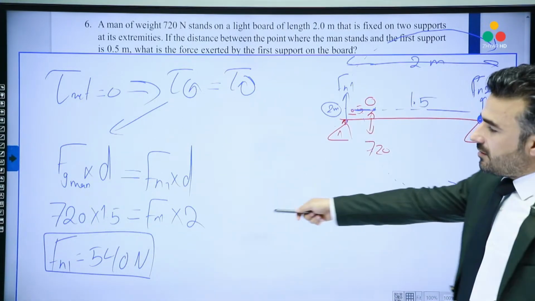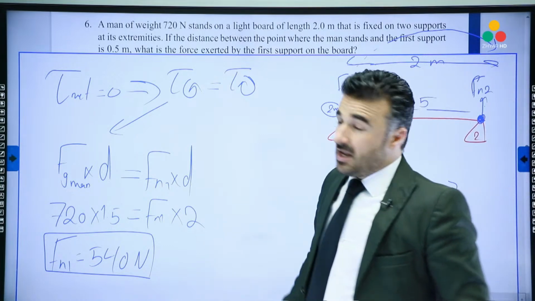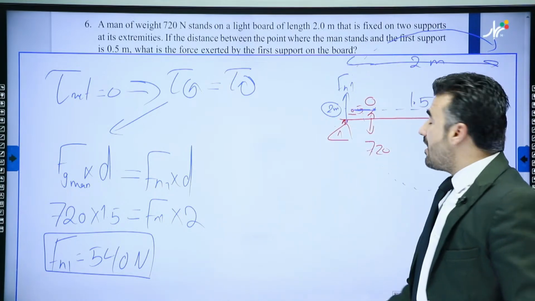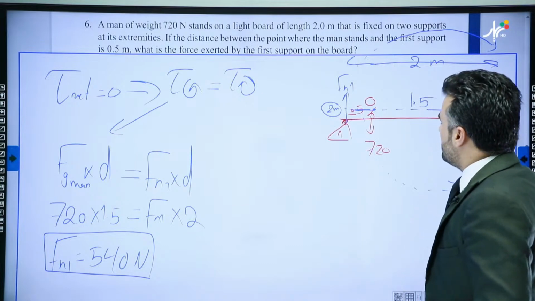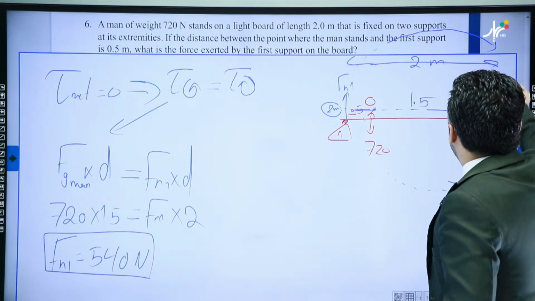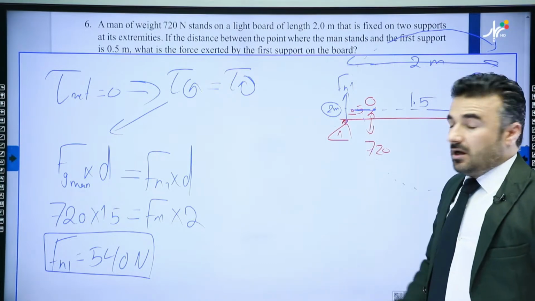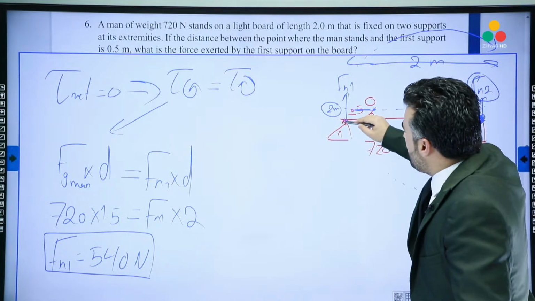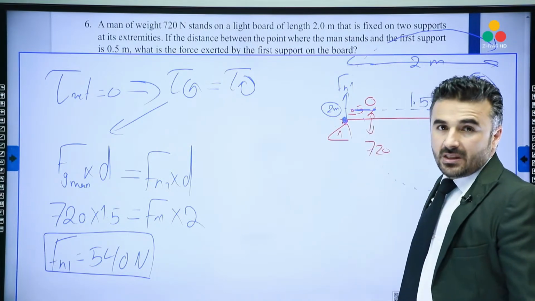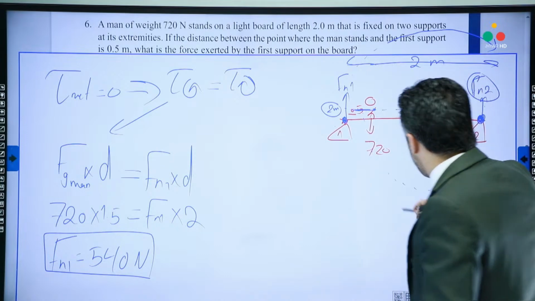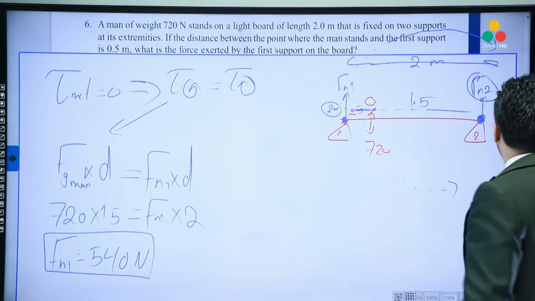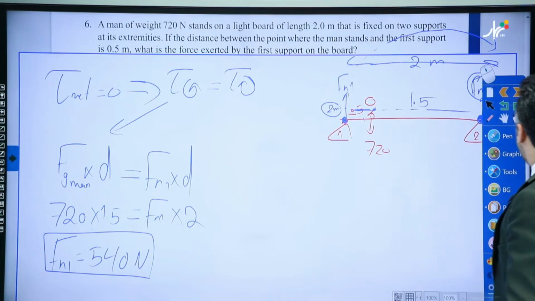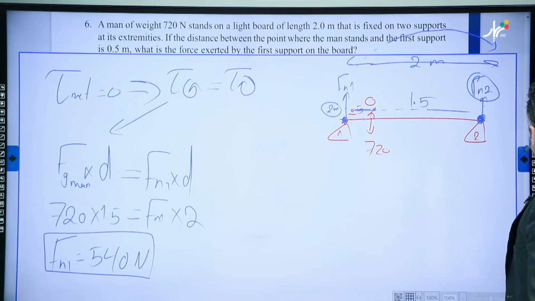So if the question was asking what is the force, basically that is the correct answer, but let me change the question here. What if the question wanted you to find the force exerted by the second support? In this case, we'll consider this to be the axis of rotation. And if this is the axis of rotation, what would happen? Let me clear this side and tell you exactly what would happen. That's a different situation, don't forget.